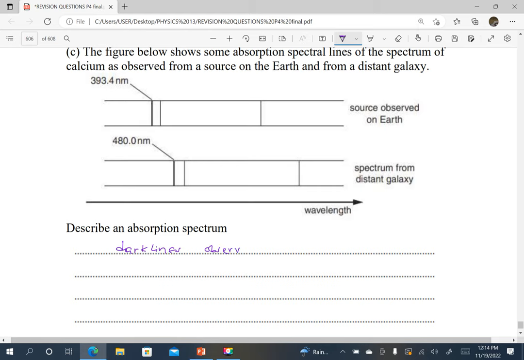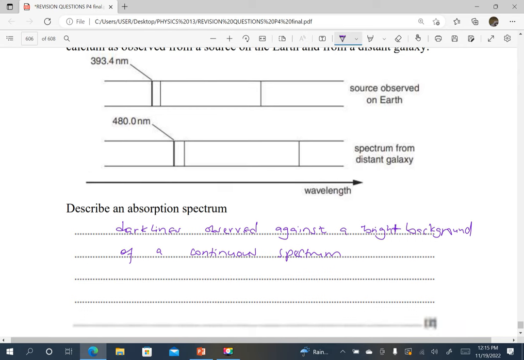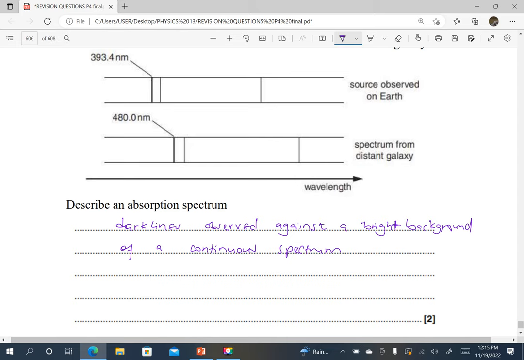So these are dark lines observed against or on a bright background. Normally, it is of a continuous spectrum. So you see the seven colors of the rainbow, and within the seven colors, you observe dark lines. So that is an absorption spectrum. Remember, an emission spectrum is the other way around. It will be bright lines on a dark background.